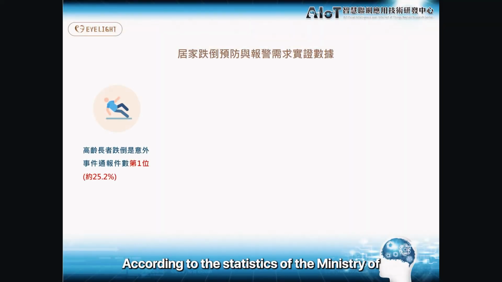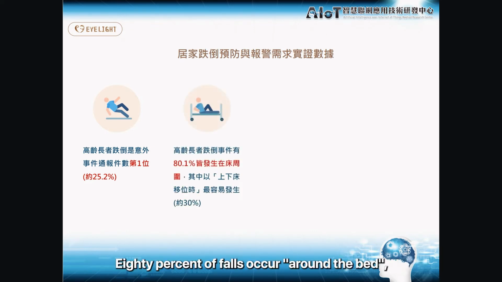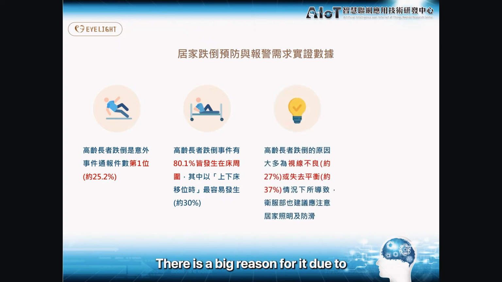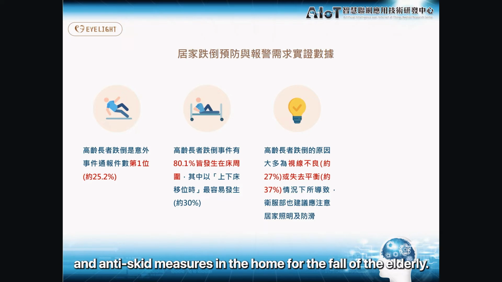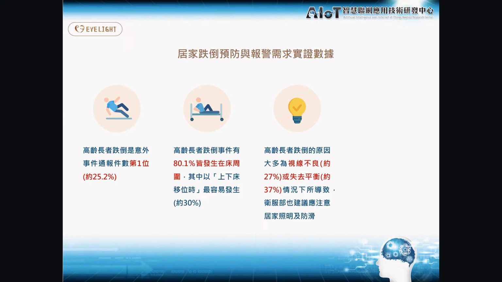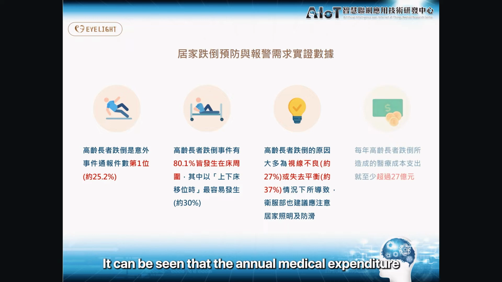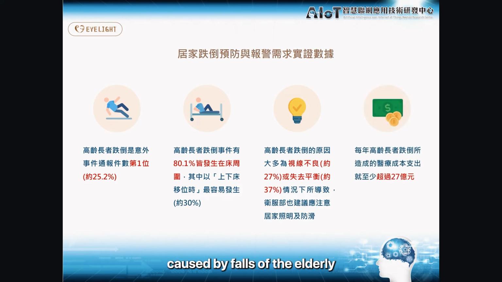According to the statistics of the Ministry of Health and Welfare, falls of the elderly are the first in the notification of accidents. 80% of falls occur around the bed, and are most likely to occur when getting up and down the bed. There is a big reason for it due to poor vision and loss of balance. The Ministry of Health and Welfare has suggested that families should pay attention to the lighting and anti-skid measures in the home for the fall of the elderly. It can be seen that the annual medical expenditure caused by falls of the elderly exceeds 2.7 billion Taiwan dollars.